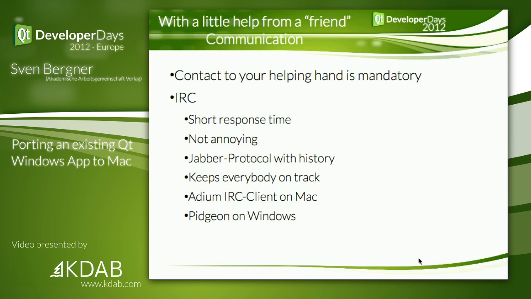If you have a partner who helps you, the contact to these people is mandatory. And to have this contact, we had an IRC client. We used Adium on Mac and Pidgin on Windows, and this IRC used a Jabber protocol, a Jabber server with history. History was quite handy because every developer could, one day later or after a weekend or even after vacation, look into this history and see what was talked about, which problems arose and which solutions were given. So a real recommendation that helped a lot.